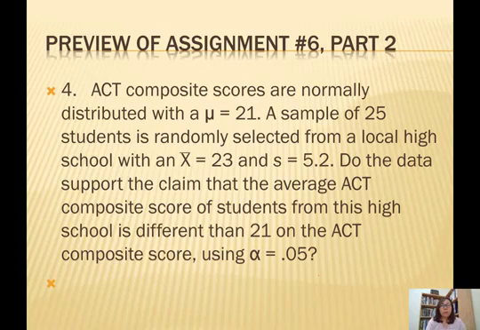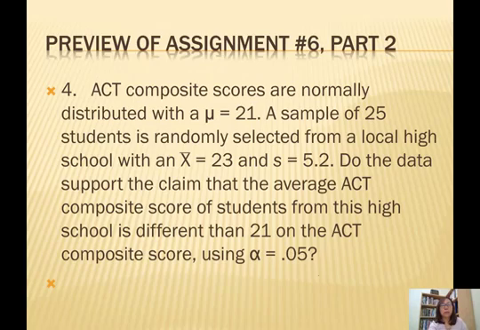Let's preview for assignment 6, part 2. Number 4 says ACT composite scores are normally distributed with the mu of 21. A sample of 25 students is randomly selected from a local high school with an X bar, or the sample mean, of 23, and the standard deviation of 5.2. Do the data support the claim that the average ACT composite score of students from this high school is different than 21 on the ACT composite score using alpha of 0.05?